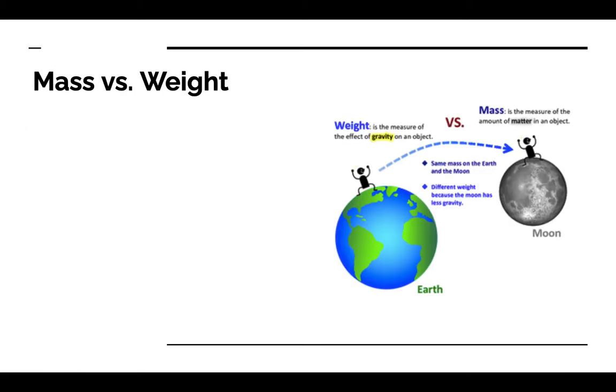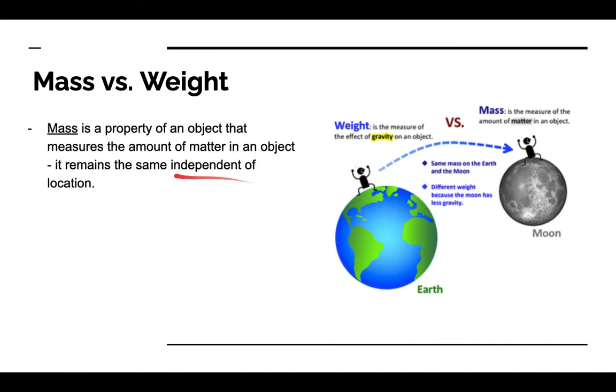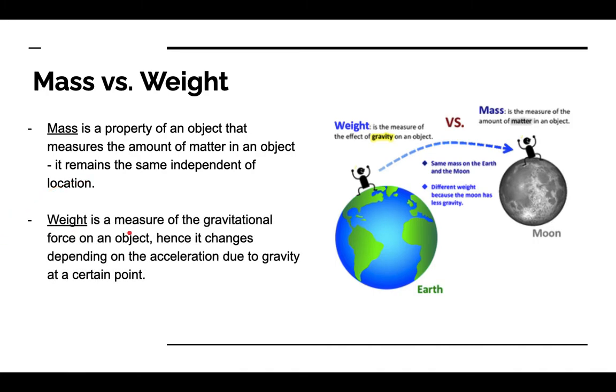So this brings us to the distinction between mass and weight. Mass is a property of an object that measures the amount of matter in an object. It remains the same independent of location. We tend to confuse mass and weight a lot. By using Newton's second law, we can distinguish between mass versus weight. Weight is a measure of the gravitational force on an object, hence it changes depending on the acceleration due to gravity at a certain point.